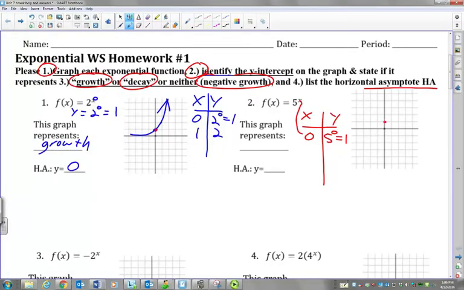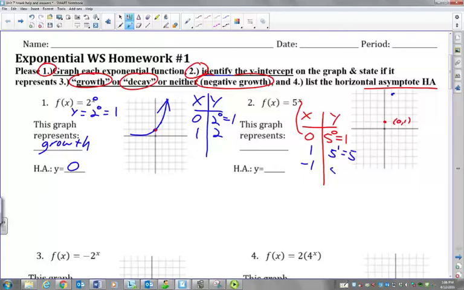So first we'll graph and identify our intercept there. Then we'll just choose a point to the left and to the right. So for example, 1 to the right and negative 1 to the left. And so if we do that, we get 5 to the first power, which is just 5. So over 1, up 1, 2, 3, 4, 5.